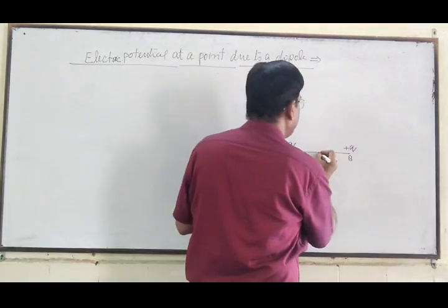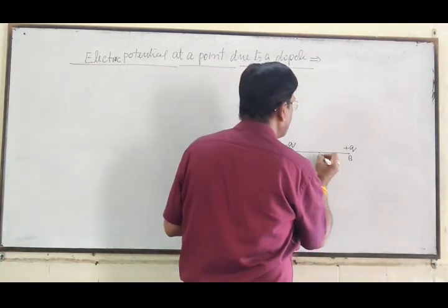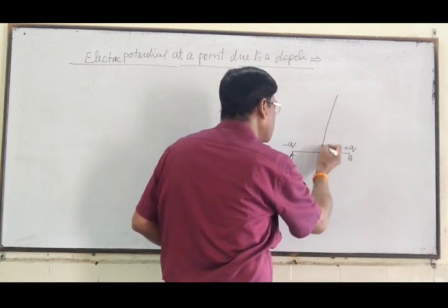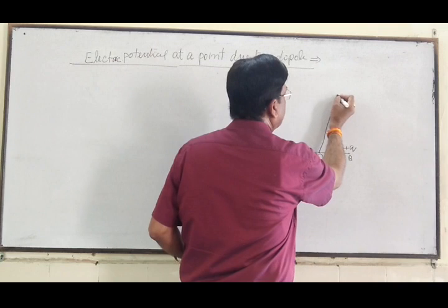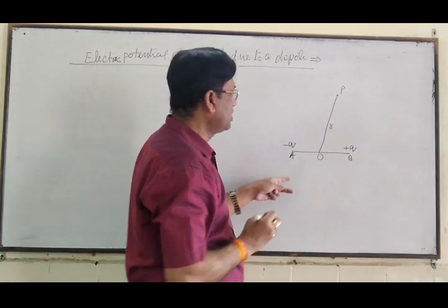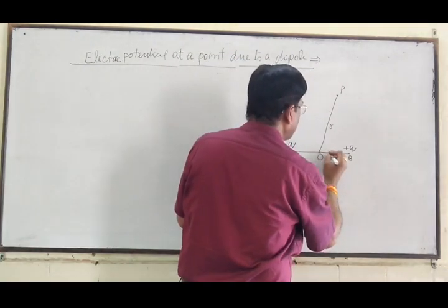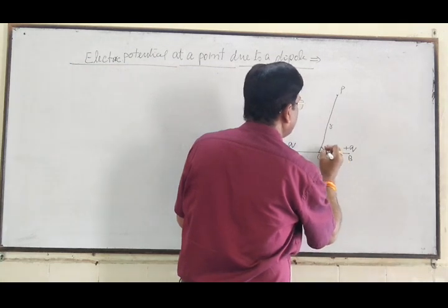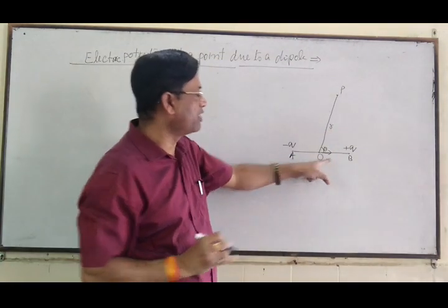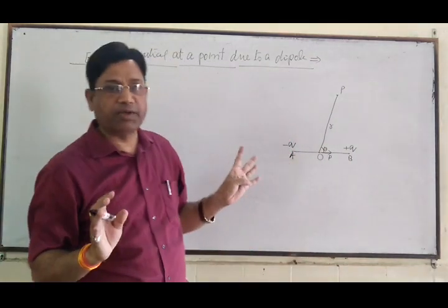The center point of the dipole is O. There is a point P where we have to find the electric potential. Point P is at a distance r, with position vector r, from the dipole's center, and it makes an angle theta with the electric dipole moment p. Is that clear to you? Fine.